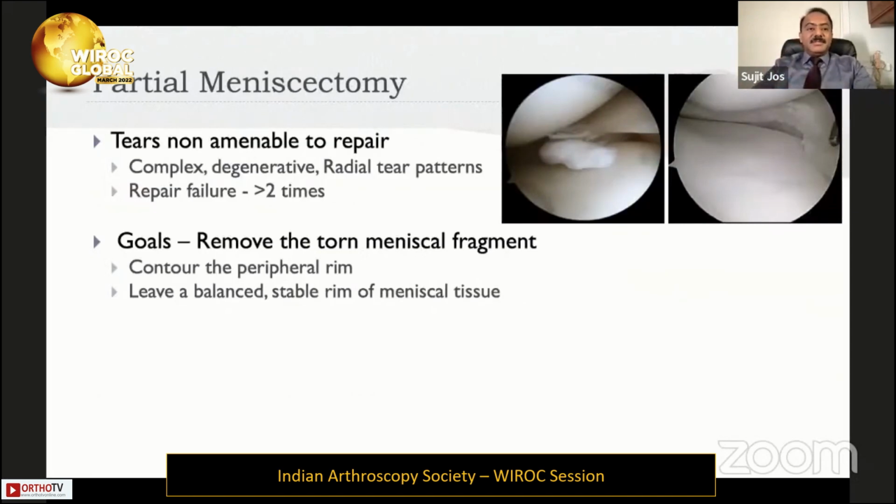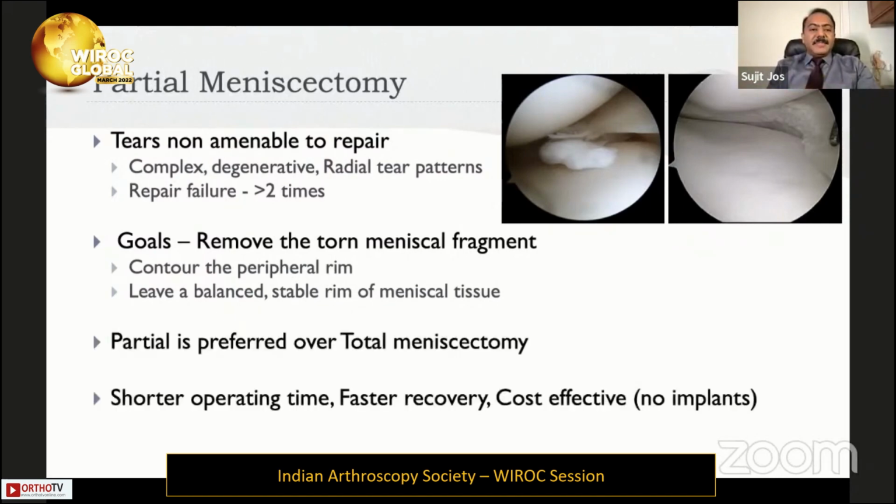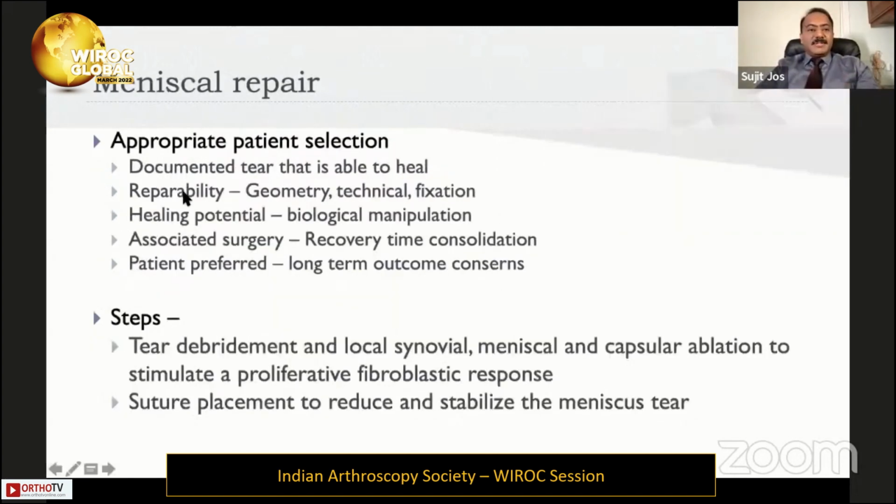Partial meniscectomy is for tears which are not amenable to repair, such as the parrot beak type tear, where repair failure will be more than 2 times. So remove the torn meniscus fragment. These work well, especially if it is involving only the inner zone of the meniscus. You can leave a balanced, stable rim of meniscus tissue unless the tear is going all the way to the rim of the meniscus. Partial meniscectomy is always preferred over total meniscectomy. Shorter operating time, faster recovery, and cost is also minimal in a partial meniscectomy.